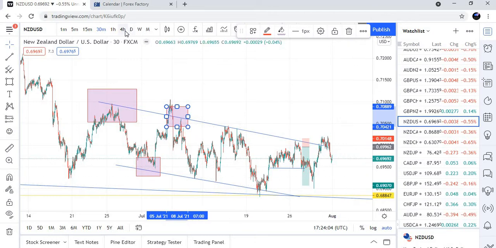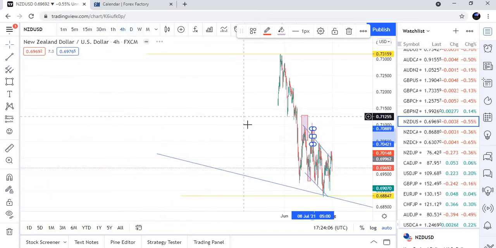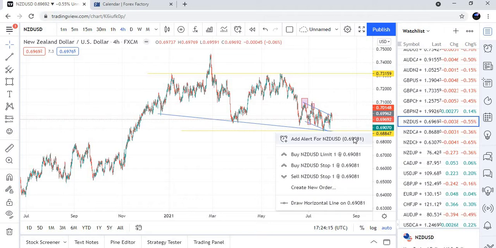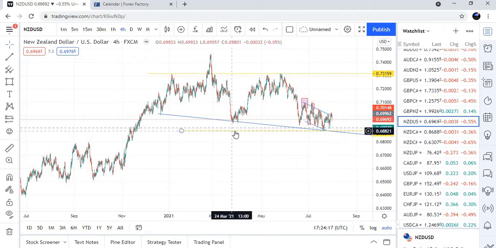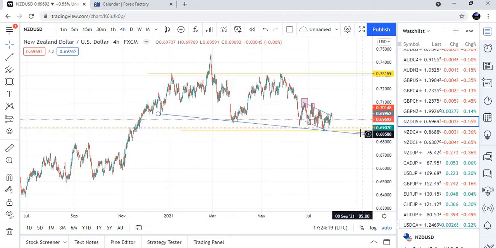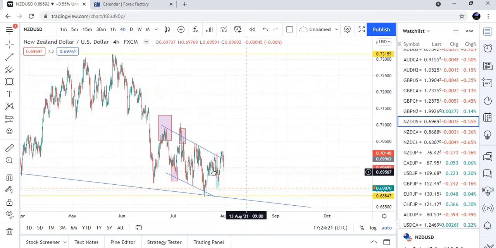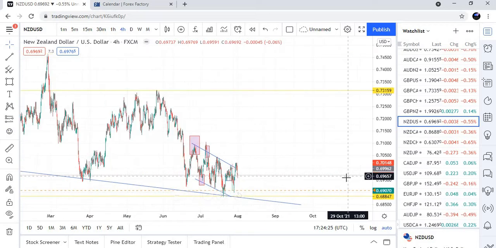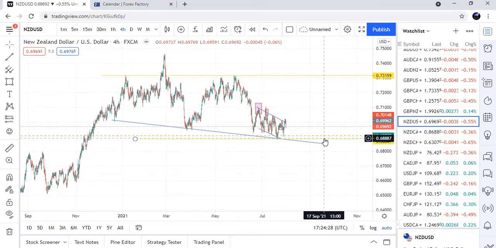Let's move to a higher time frame. I believe the price is still going to want to touch this level, so we're going to set an alert before it gets to this level. This yellow line right here is a support line. We're going to set an alert to watch how the chart reacts, to see if it's going to bounce on this level or break this support and head for this trend line.